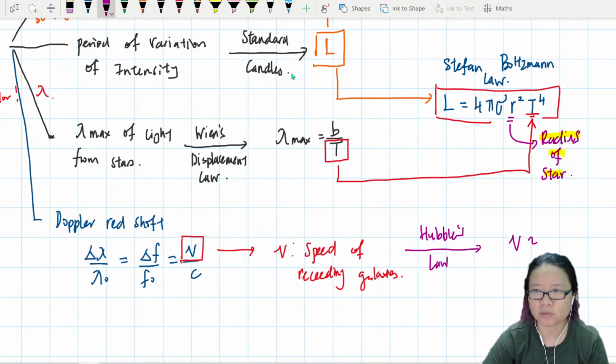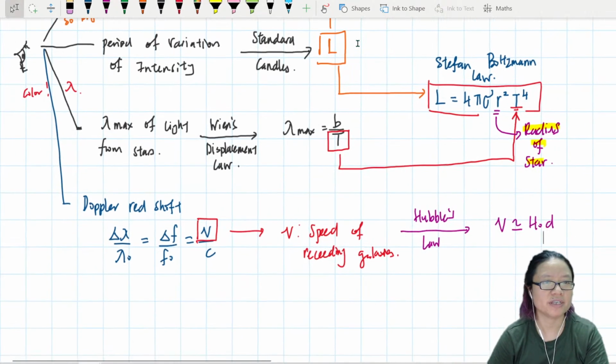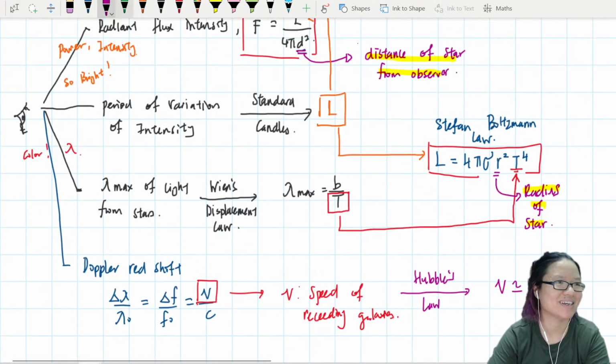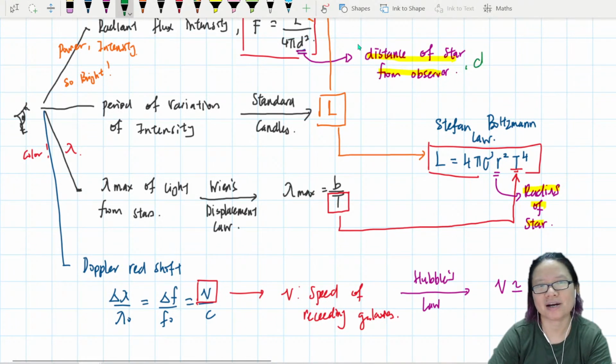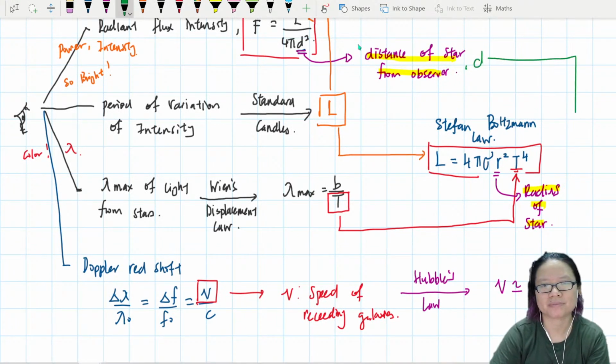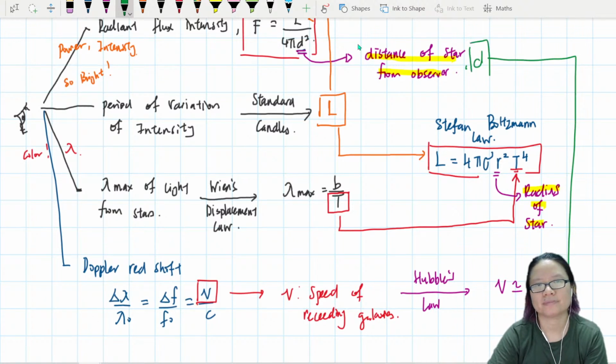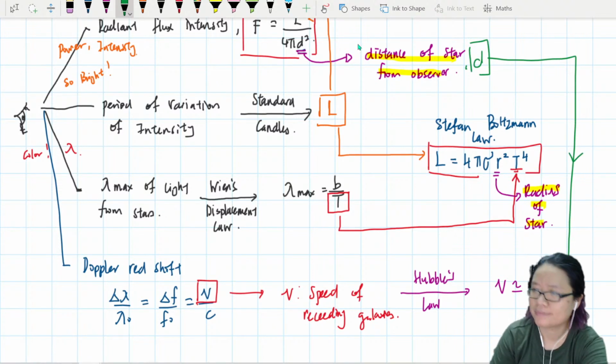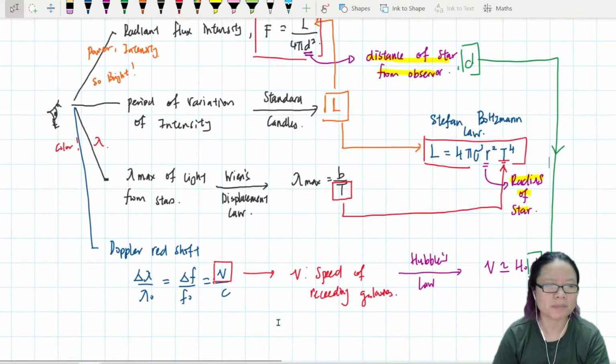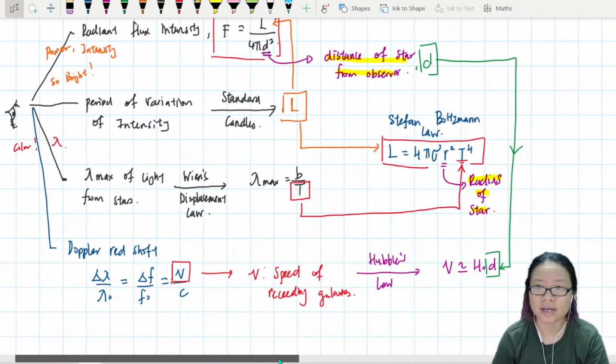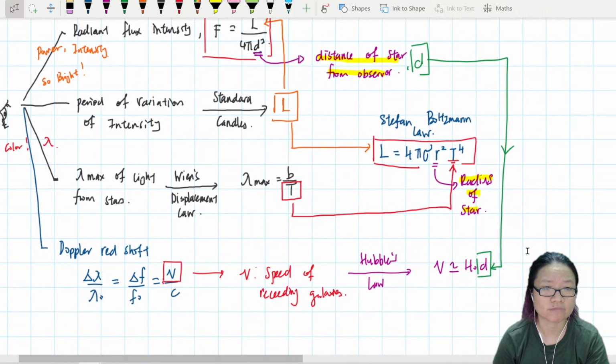Of V is approximately H naught D. And how do we find the D? There. Distance of the star from the observer here. Can go back to this one to help us get D. Okay. So this is your Hubble's law. It sort of complements the whole scenario. And this is the entire chapter already.